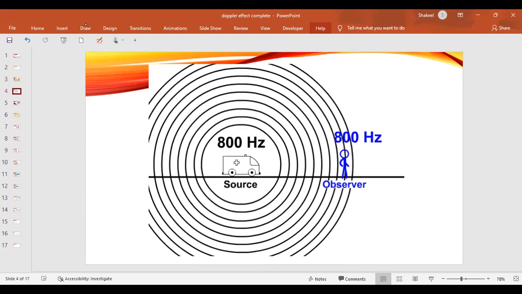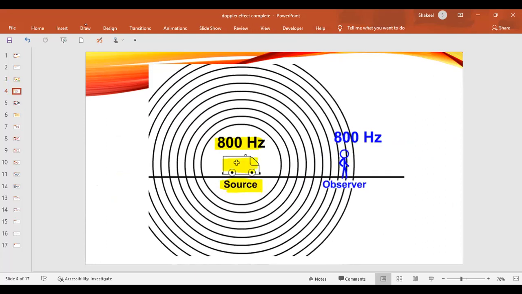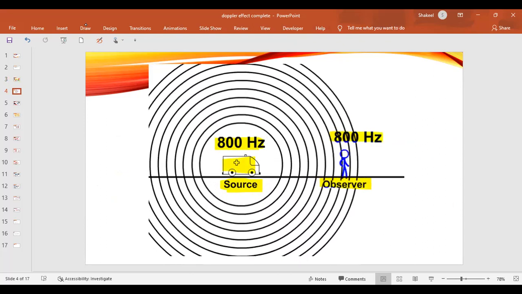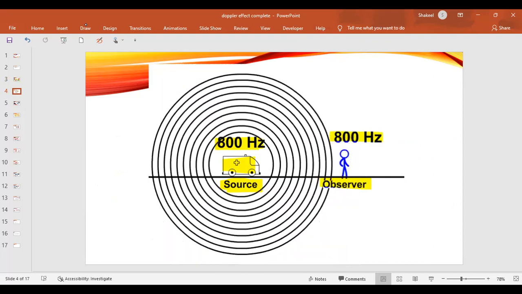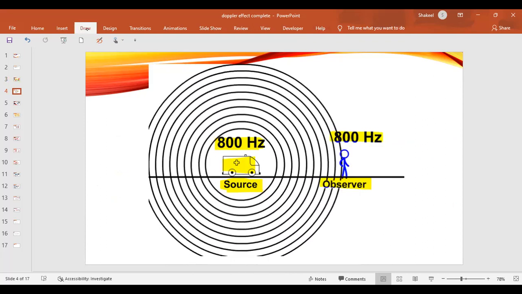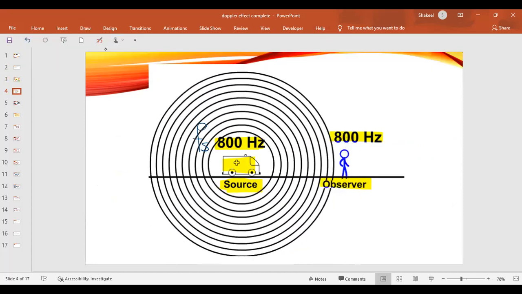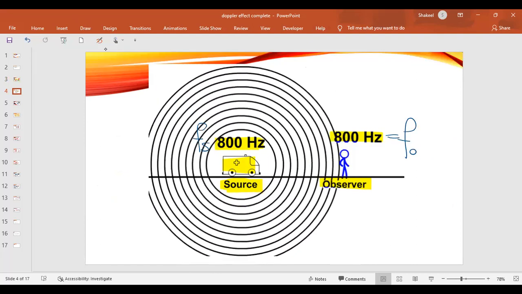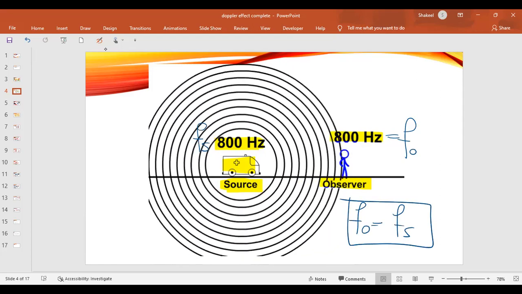The same thing is illustrated over here: there is a source, an ambulance, which is at rest. It is producing a sound wave of 800 hertz, and then there is an observer, and he is going to observe the same frequency because neither of them is moving, so there will be no Doppler effect. The wave produced by the source has frequency fs, the source frequency. The frequency observed by the observer is fo. In this case, the observed frequency is equal to the source frequency because both are at rest.